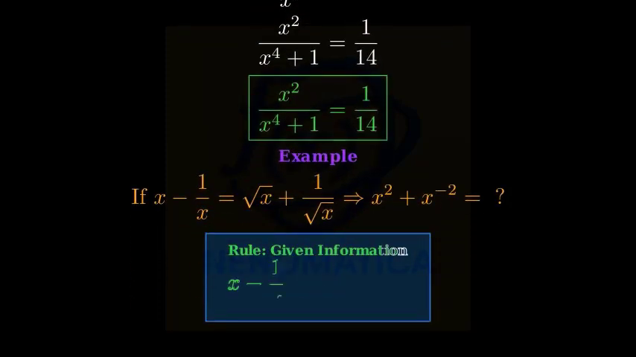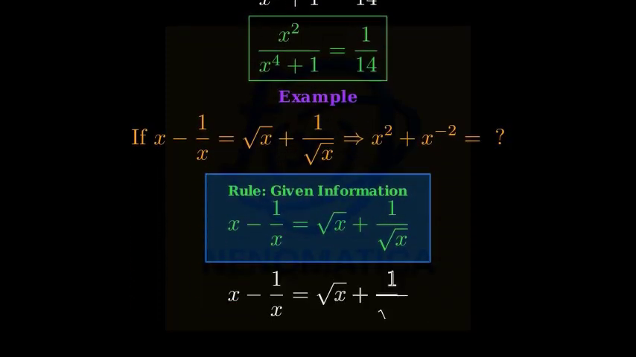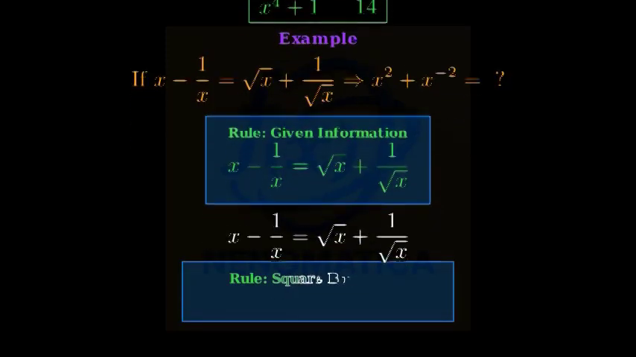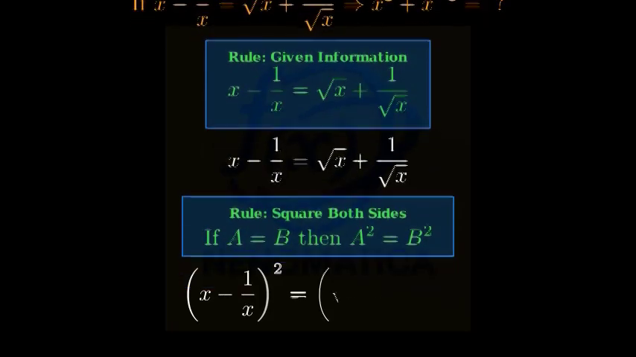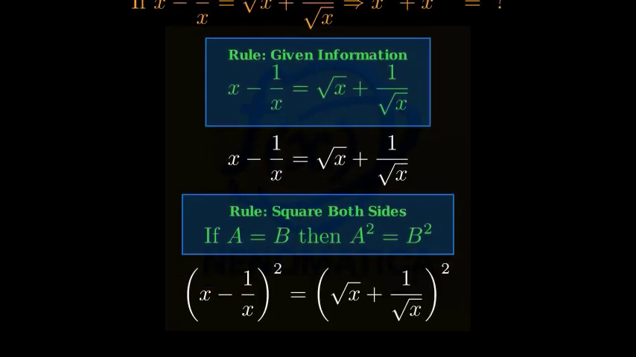We have x minus 1 over x equals the square root of x plus 1 over the square root of x. To eliminate the square roots, let's square both sides of the equation. On the left side, we get the square of x minus 1 over x. On the right side, we get the square root of x plus 1 over square root of x. Now, let's expand both sides using the formula a plus b squared equals a squared plus 2ab plus b squared, and a minus b squared equals a squared minus 2ab plus b squared.